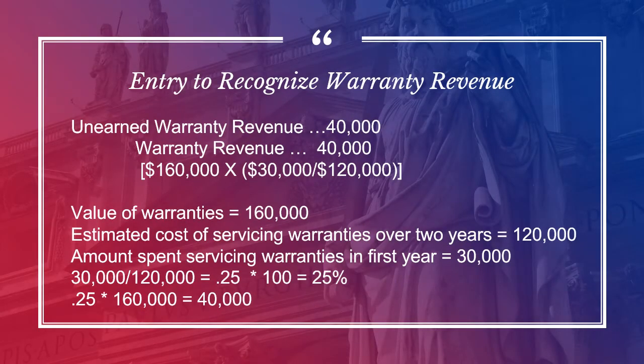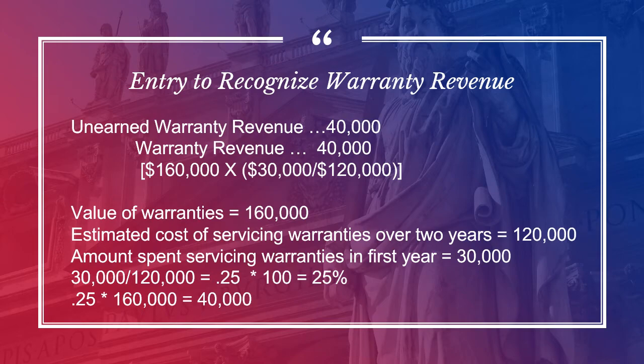So what you do here is quite different. You would debit unearned warranty revenue for $40,000, eliminating the $40,000 of unearned revenue. So $40,000 has now become earned, and because it's become earned, you credit warranty revenue for $40,000. The reason you do this is because the value of the warranty was $160,000. However, the estimated cost of the warranties was $120,000, and the company spent $30,000 worth of materials on fixing warranty claims in the first year. So you would do 30,000 divided by 120,000 to get 0.25, which you multiply by 100 to get 25%, and then you multiply 0.25 by 160,000 to get 40,000.